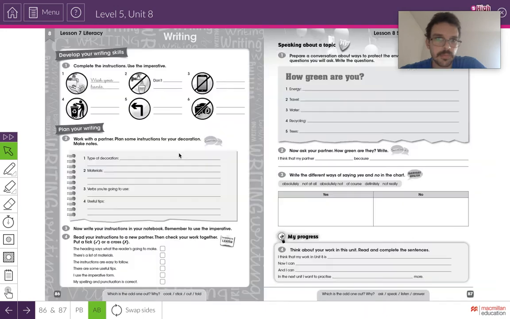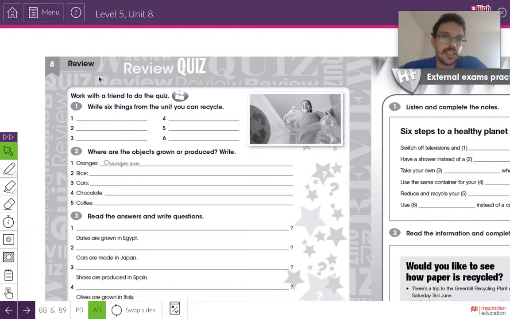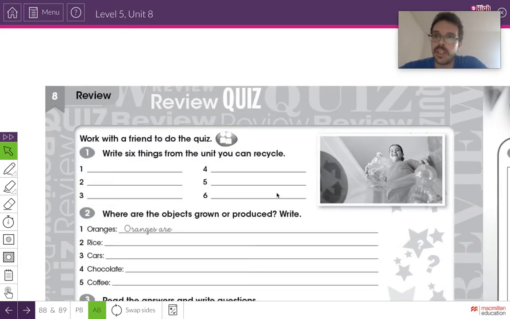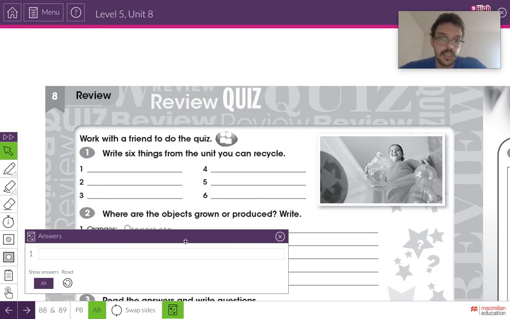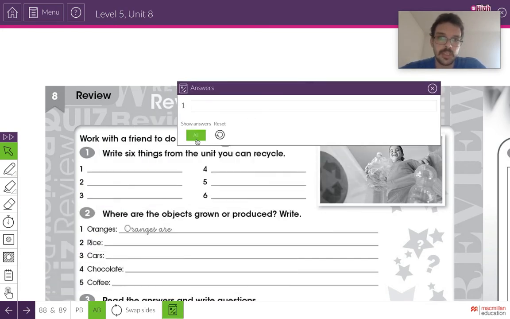So, 6 things from the unit you can recycle, all right? Pause the video, okay, and finish the exercise, okay? So write 6 things. All finished? Let's have a look at what you wrote down. 6 things from the unit.